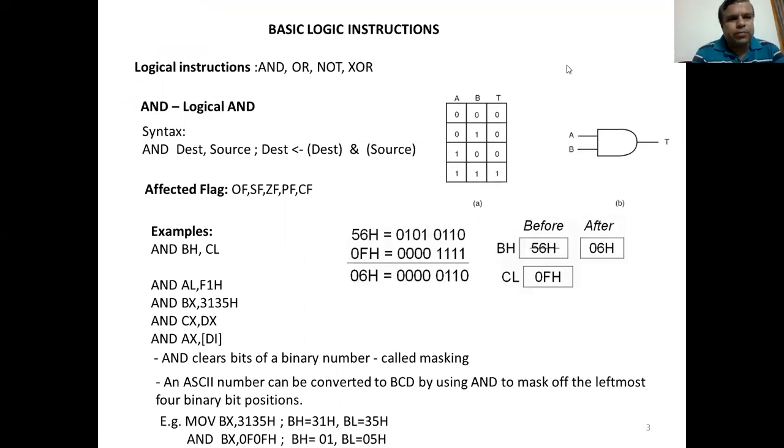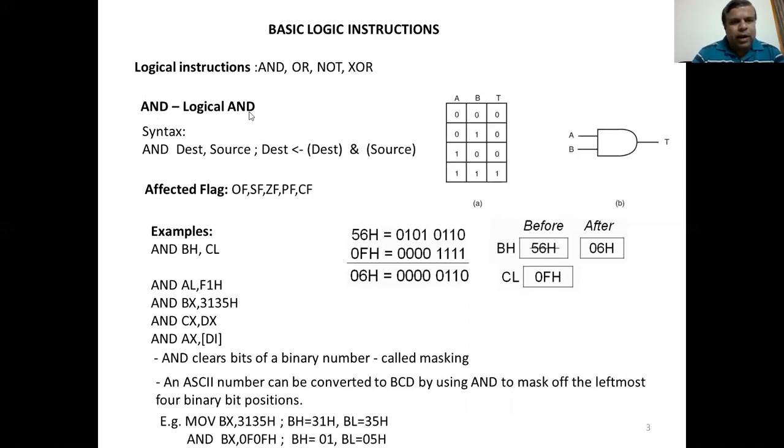Basic logic instructions. Logical instructions are instructions which perform logical operations such as AND, OR, NOT, exclusive OR, negate. A logical operation works on bitwise level. These logical instructions include AND, OR, NOT, and exclusive OR. So let us first start with AND instruction.